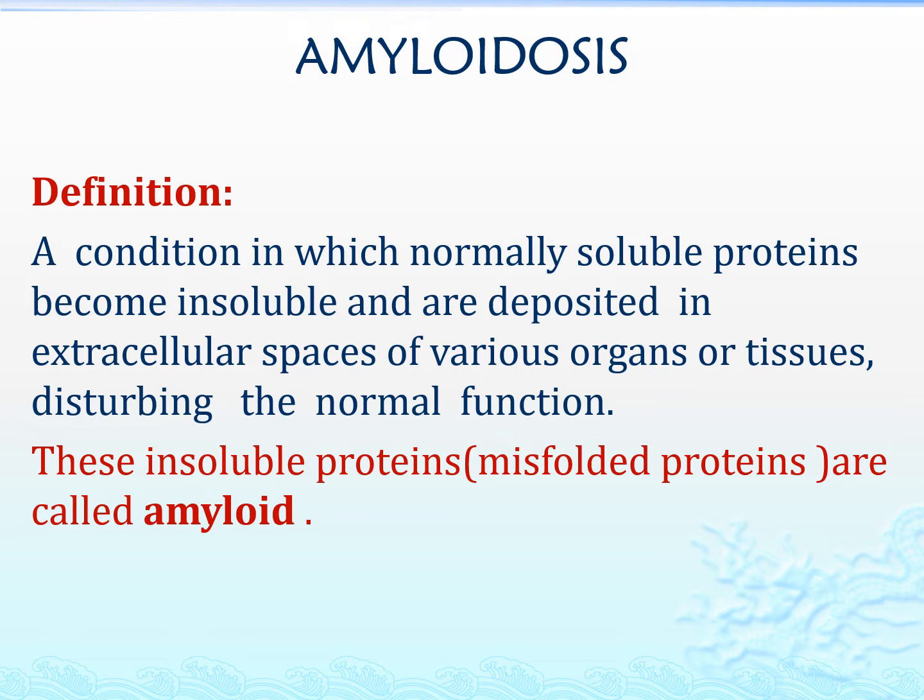Today we will talk about amyloidosis. What is amyloidosis? Amyloidosis is a condition in which normally soluble proteins become insoluble and are deposited in extracellular spaces of various organs or tissues. And by its deposition, it will disturb the normal function of these organs or tissues. These insoluble proteins are called amyloid.